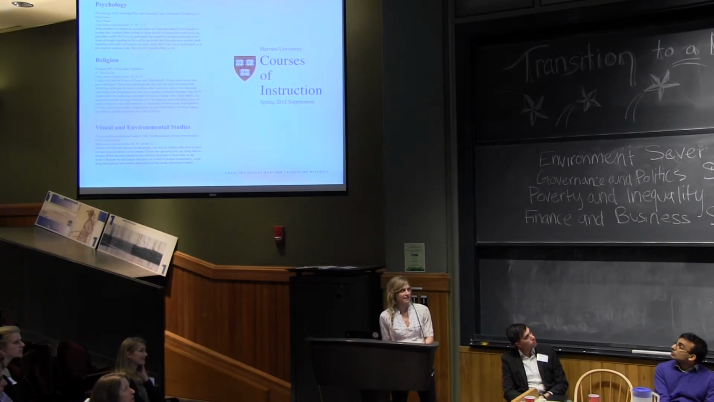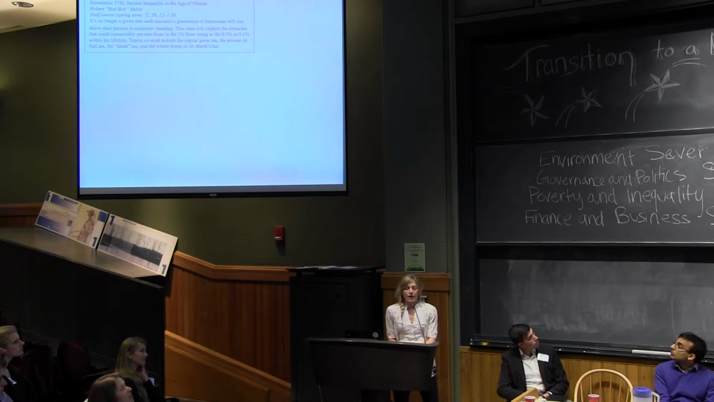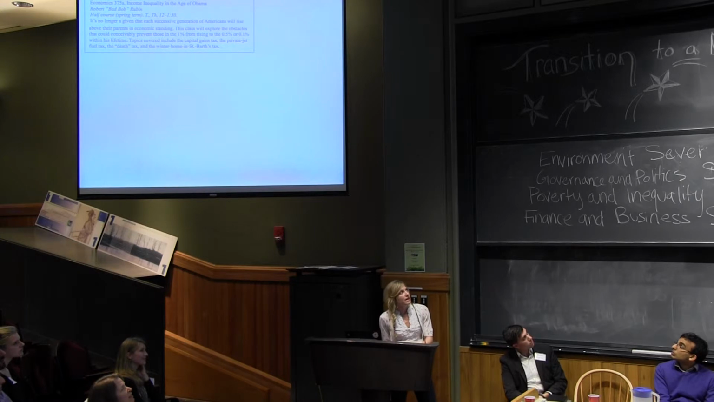So one of the things that we've released is a new courses of instruction supplement, which came out when students were choosing their new classes this spring semester, which was offering such courses as Economics 375A, Income Inequality in the Age of Obama. It's no longer given that each successive generation of Americans will rise above their parents in economic standing. This class will explore the obstacles that could conceivably prevent those in the 1% from rising to the top 0.5 or 0.1% within his lifetime. Topics covered include capital gains tax, the private jet fuel tax, the death tax, and the winter home in St. Bart's.